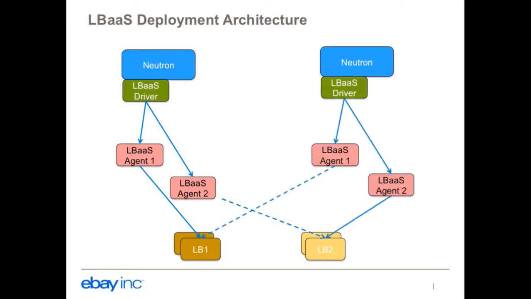And everything runs in HA. There are multiple Neutron controllers running in active-active, which means LBaaS drivers are running in active-active config. LBaaS agents, however, are running in active-standby config. We do health checks using Pacemaker, and if some LBaaS agent dies, then the other LBaaS agent will detect the failure and take over the management of the LB device.